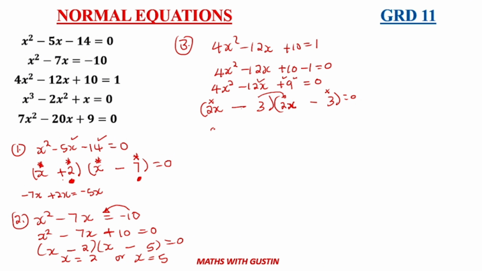All right, so therefore now you would have 2x minus 3 is equal to 0, and then also, on this side, you'll have 2x minus 3 is equal to 0, which are the same. Therefore our x value will just be 3/2. All right, great stuff. So now, moving right along, let's move to question 4.